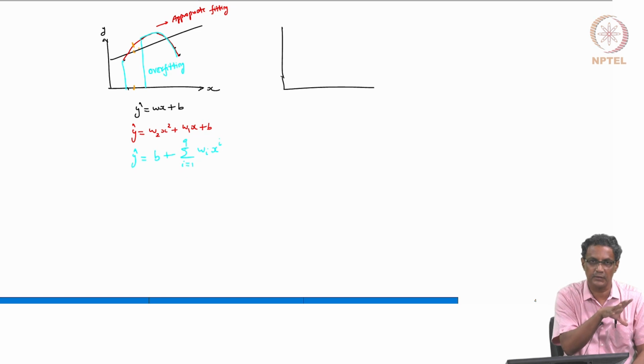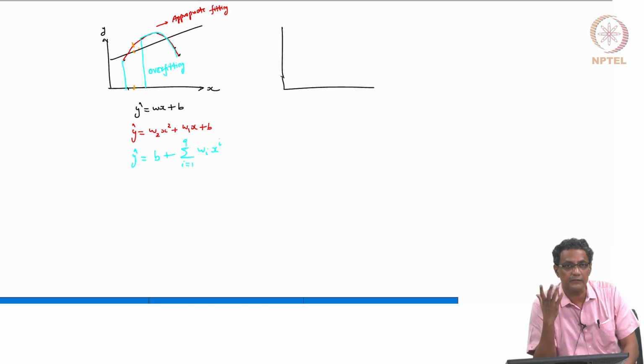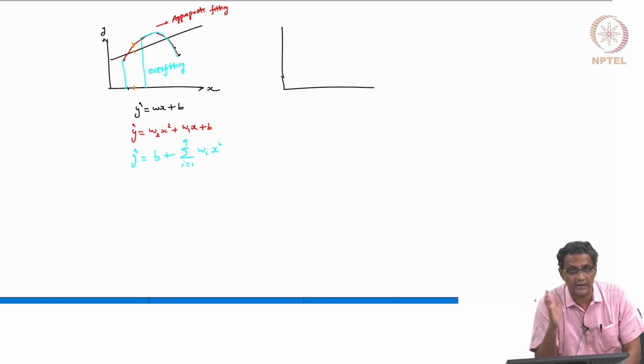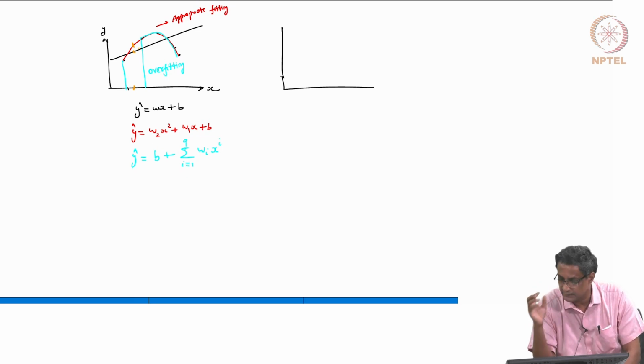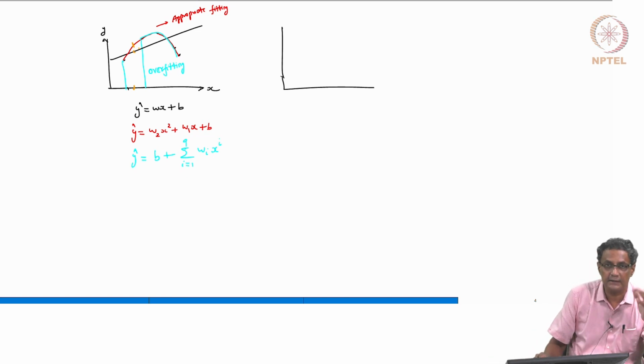So a lot depends upon what kind of examples you expose it to, and those examples should be such that they actually help this network figure out what probably is going on. Therefore, when examples come from outside of that training set, it should be able to generalize well. It should be able to predict values that are reasonable. Okay, therefore, overfitting is bad, underfitting is also bad.